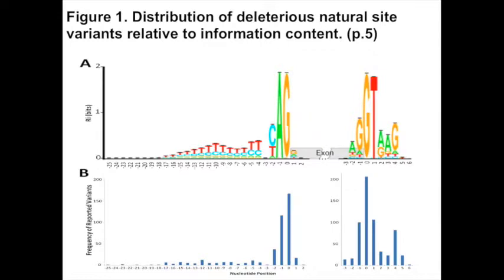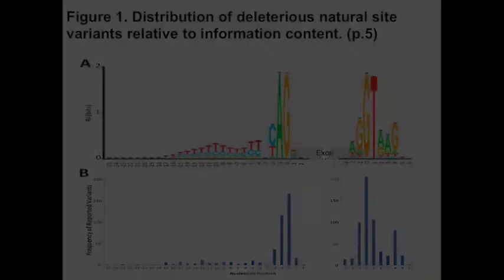As you can see by this figure, the frequency of deleterious mutations reported in the literature is highly correlated with the average information content at that position shown in the top panel by the sequence logos. This does not mean that more mutations occur at these positions than at others, but rather that the susceptibility of a particular nucleotide to mutation is directly related to the information content at that position.